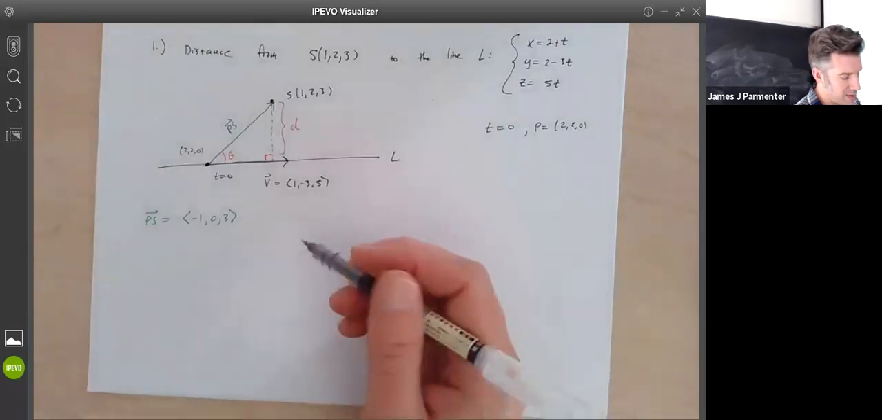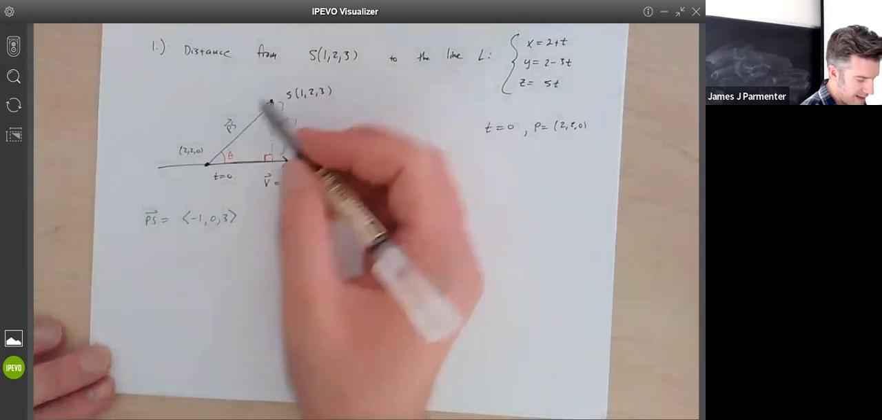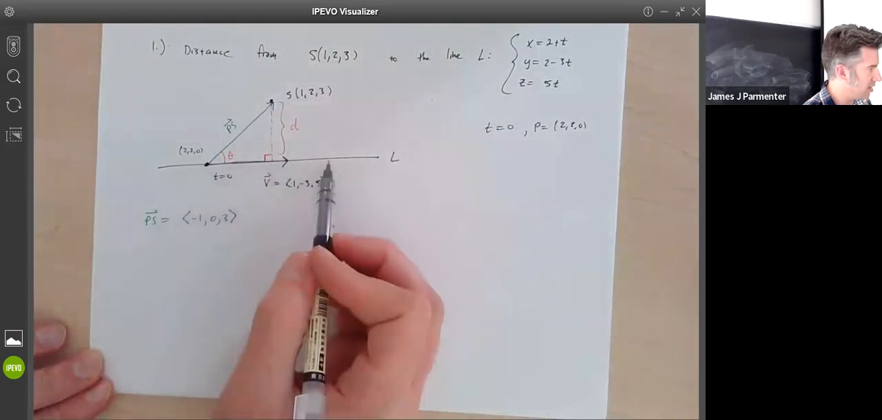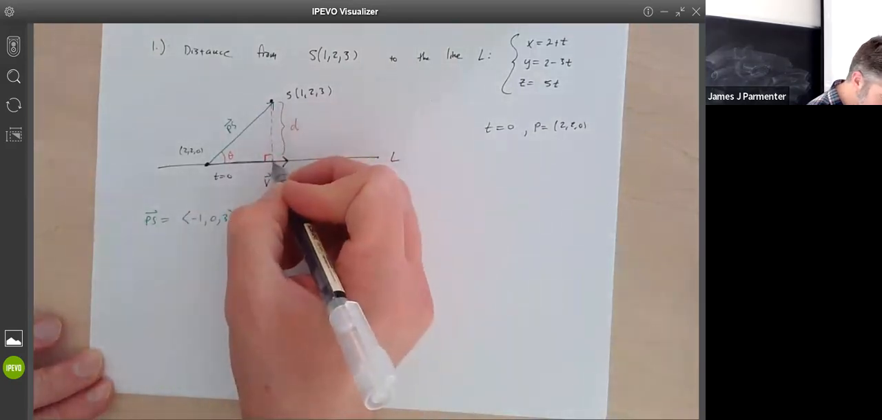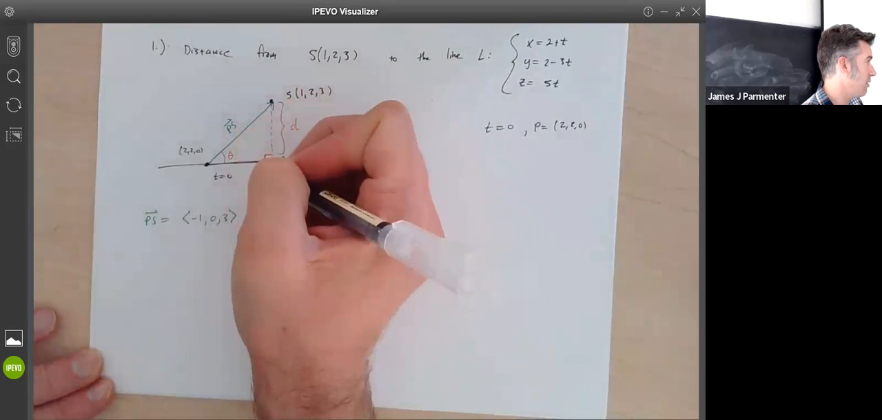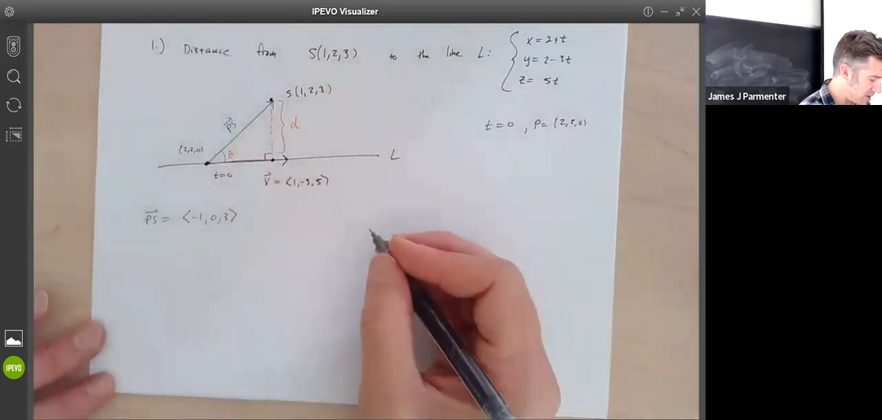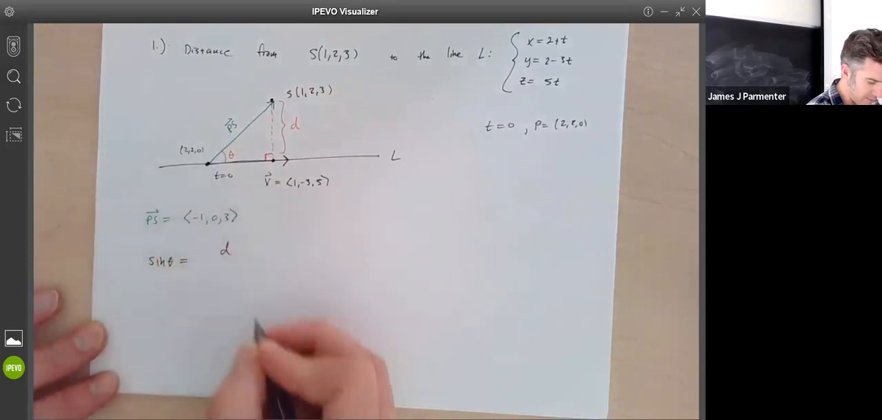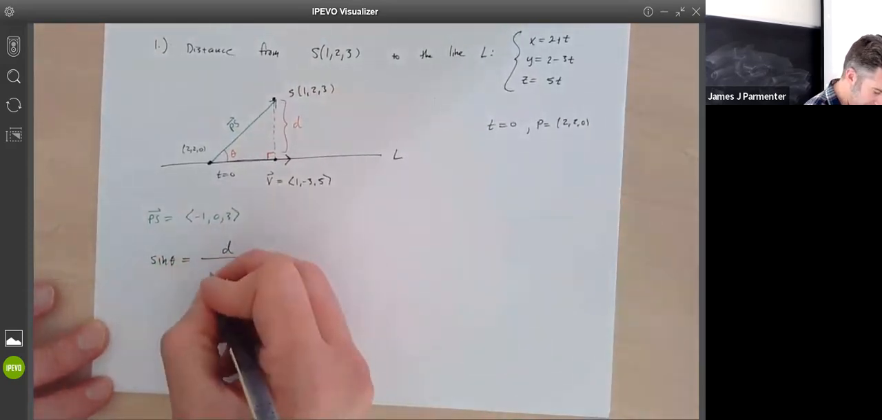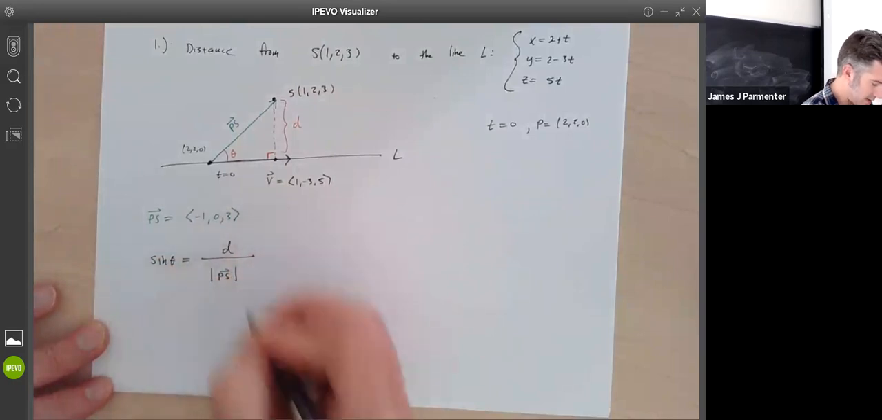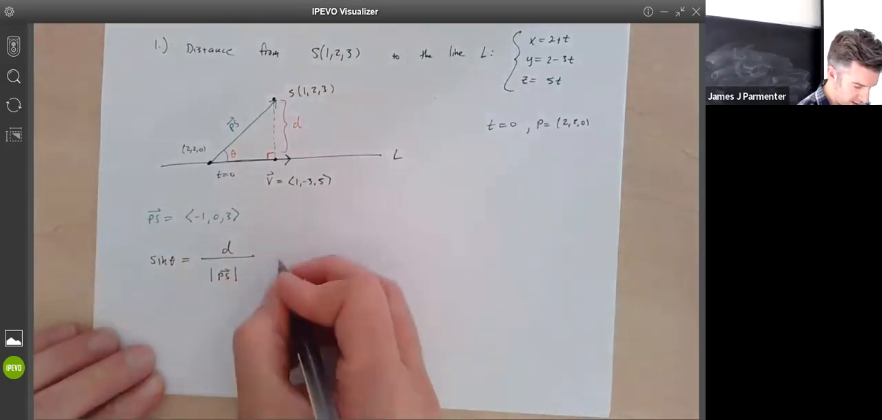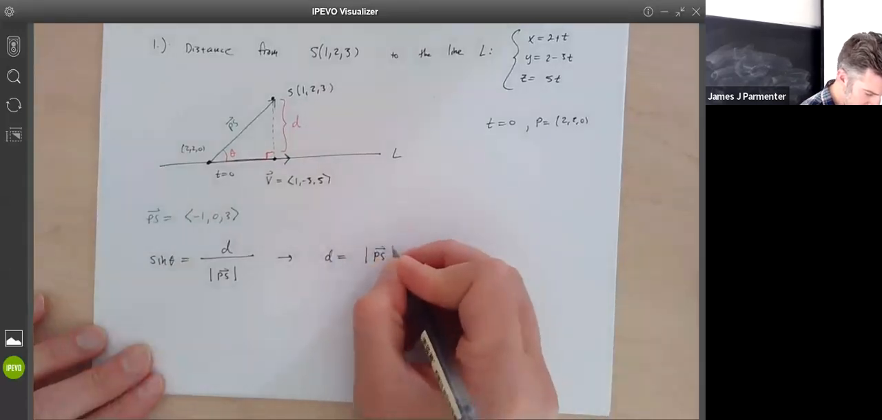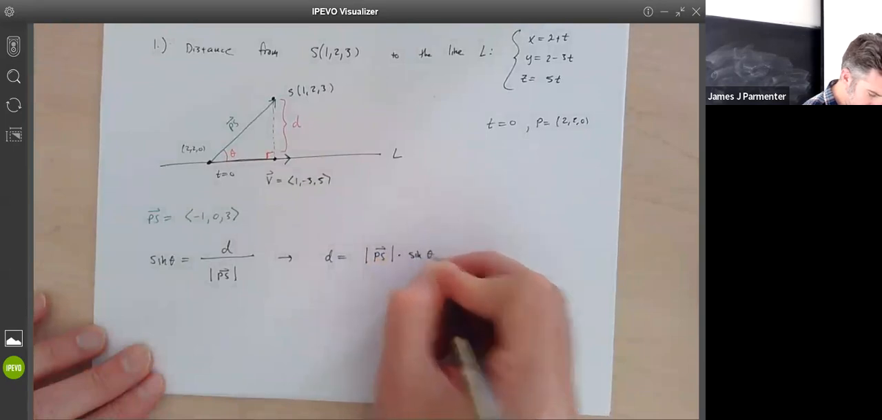Really, what I'm saying is, I want to find this length, and I actually can find this length, whereas I don't actually know what this other length is. I don't know what that point is where the perpendicular has dropped onto my line. So I definitely want to use sine. Sine of theta is the length I'm trying to find divided by the magnitude of the vector PS. So I can solve for distance: distance is equal to the magnitude of PS times sine of theta.